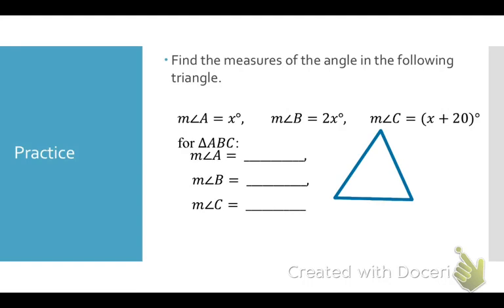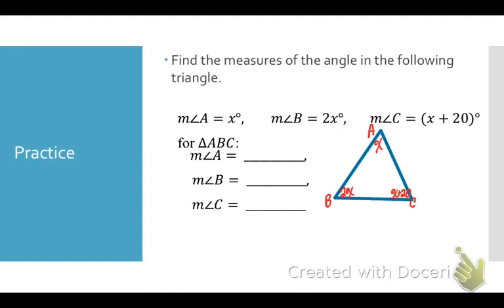Find the measure of the angle in the following triangle. Well, the first thing I'm going to do is draw that triangle because I am very visual. It's going to help me out. So I'm going to label A and say it has x degrees. I'm going to label B and say it has 2x degrees. And I'm going to label C and say it has x plus 20. Now, my triangle doesn't have to look like anything other than a triangle.